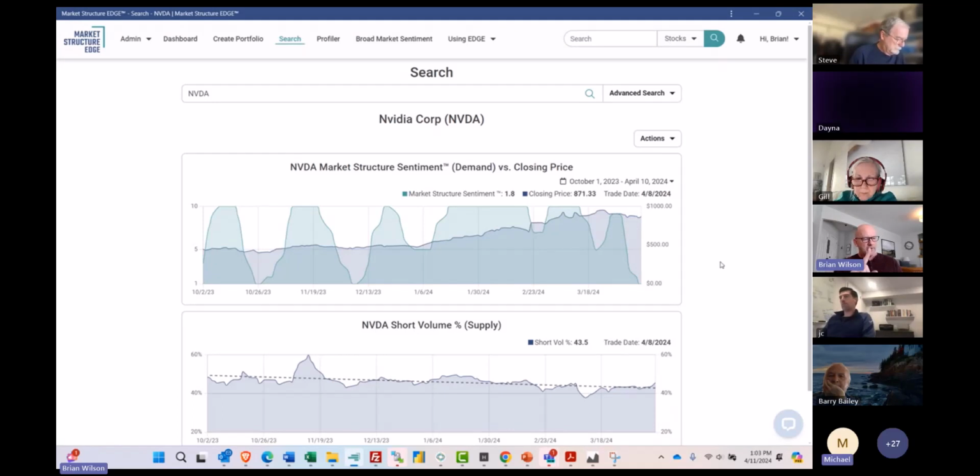So we're checking out broad market conditions, we're checking out context, and we're ideally looking for divergence, whether that's across the market or whether that's in individual names.